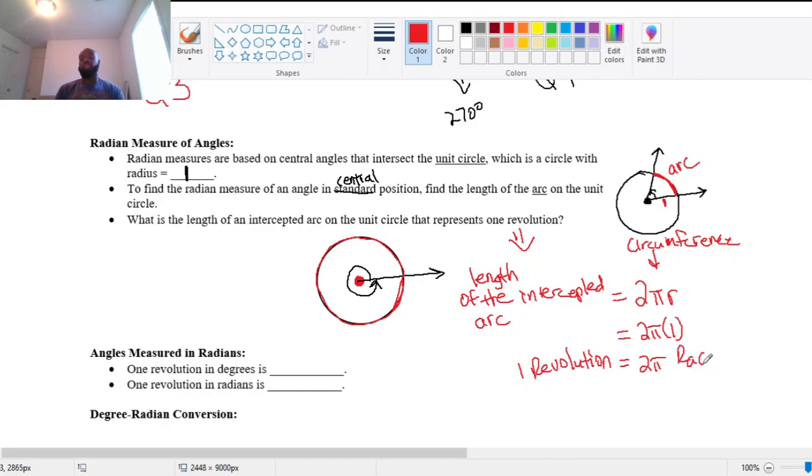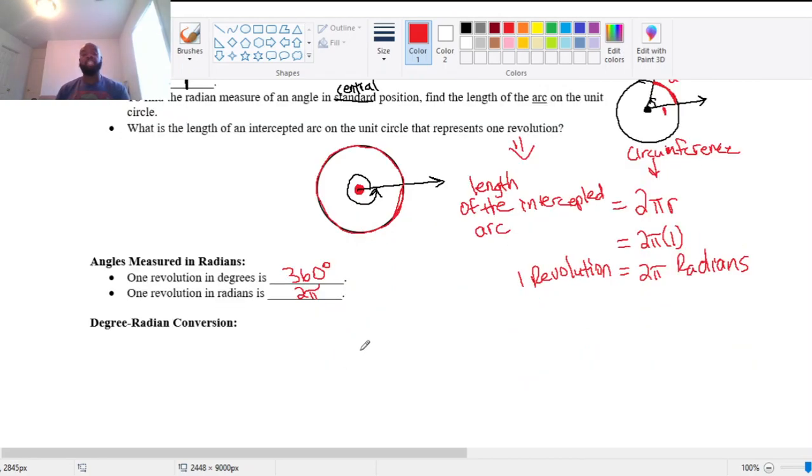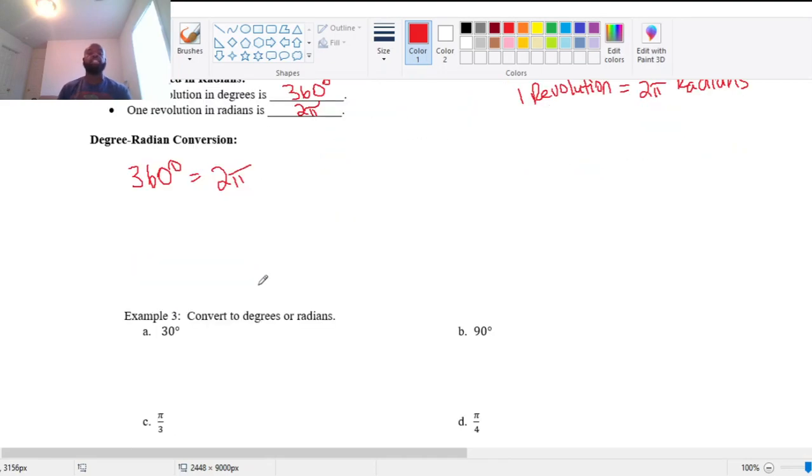Now, we usually don't use the word radians as our units here. Radians are actually a unitless quantity, but it's 2 pi units, right? So one revolution in degrees is 360 degrees, and one revolution in radians is 2 pi, okay? And so since one revolution equals these two things in these different units, then we could come up with some conversion formulas to convert from degrees to radians and from radians to degrees.